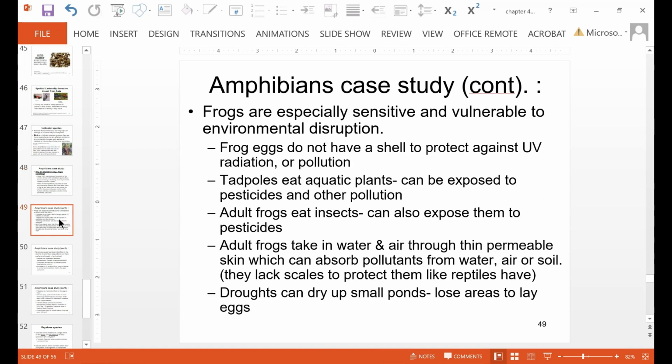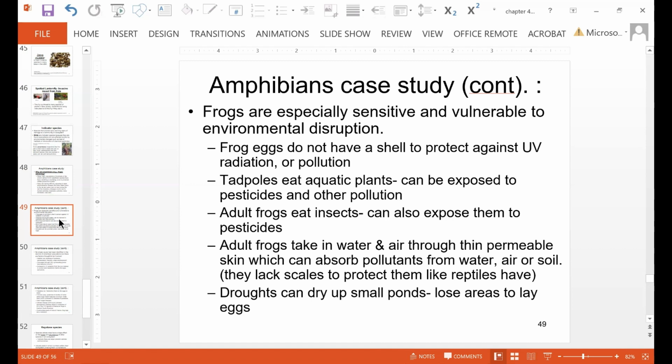Frogs are especially sensitive and vulnerable to environmental disruption. Frog eggs do not have a shell to protect against UV radiation or pollution. Tadpoles eat aquatic plants and then can be exposed to pesticides and other pollution that might be in the aquatic plants. When adult frogs eat insects, they might be exposed to pesticides.